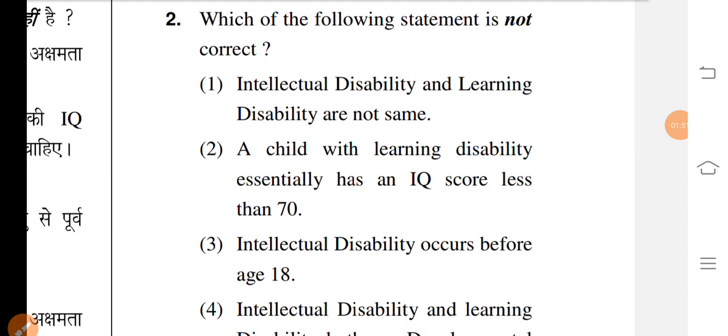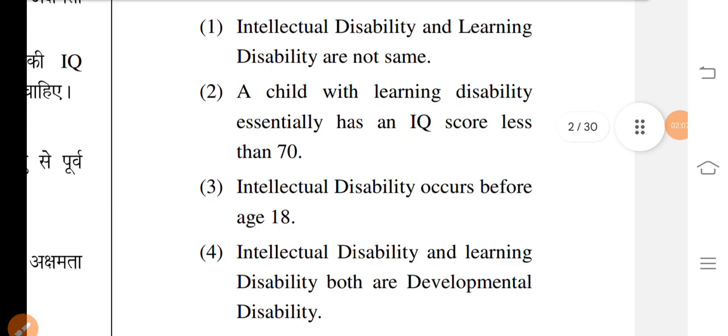இதில் பார்த்தீங்கன்னா first option, intellectual disability and learning disability are not same. Yes, it is not same. Okay, so it is true. Next is third option, intellectual disability occurs before age of 18. Yes, it is true. It occurs before the age of 18 itself. Next is, intellectual disability and learning disability both are developmental disabilities. Yes, both are developmental disabilities.